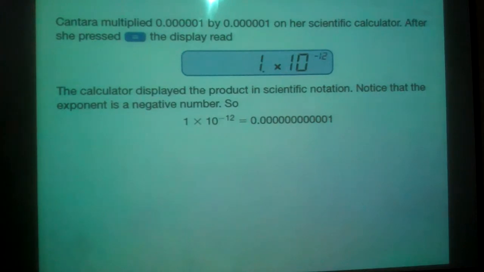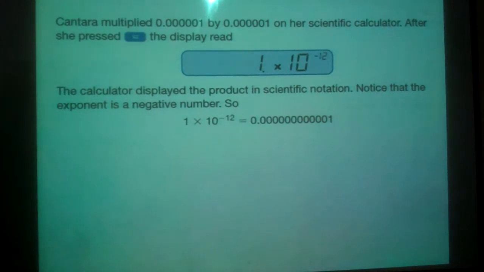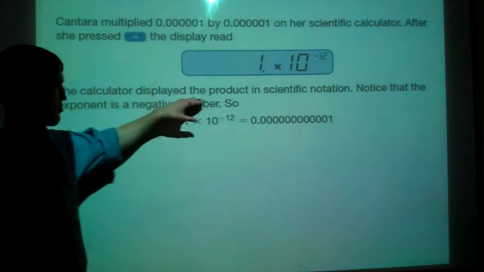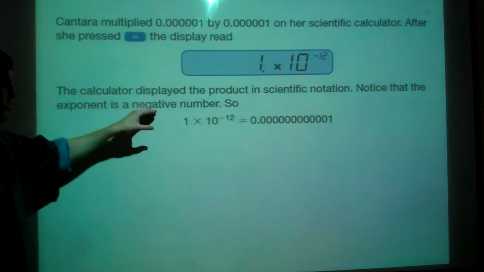Alright, so this is something that you'll see on your calculator. For instance, if you type in 0.000001 by 0.00001, and multiply those together, you get a very small number. In fact, this is what the calculator may display, 1 times 10 to the negative 12. The calculator displayed the product in scientific notation. We want to notice that the exponent is a negative number.